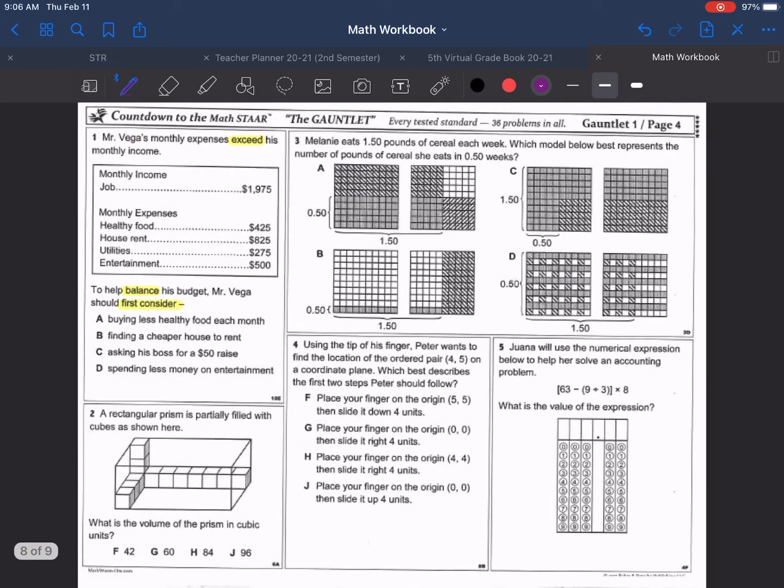So let's go back and read it again, but with those definitions. Mr. Vega's monthly expenses go over his monthly income. He wants to make his budget equal. How's he going to do that? Well, what should he consider first? What is the first thing that Mr. Vega needs to look at? Well, first we need to look at this model that we have.